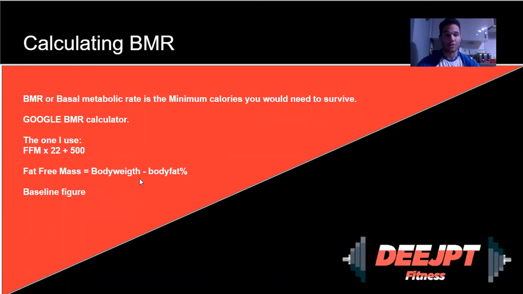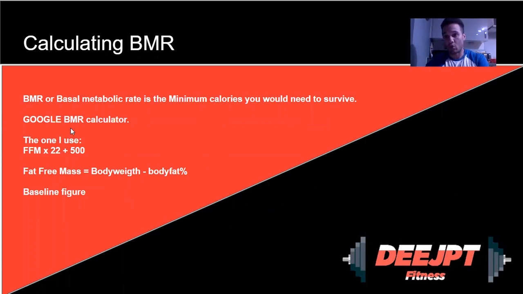So your BMR, or your basal metabolic rate, is simply the minimum amount of calories you need every single day to survive. So if you just woke up and didn't move for the entire day, this is the amount of calories your body would burn without moving, without activating your muscles, essentially.